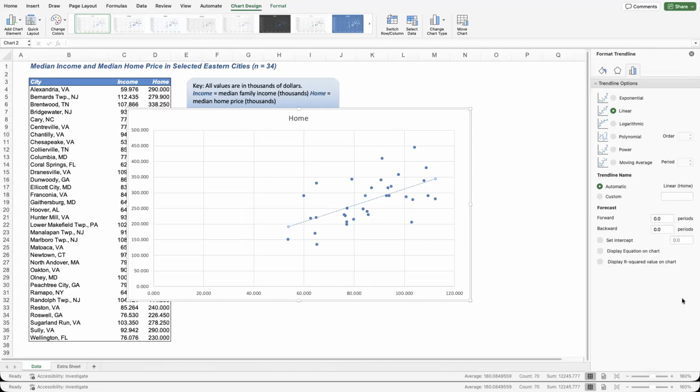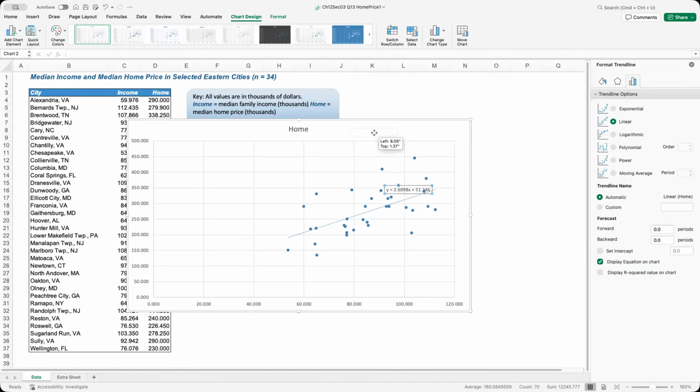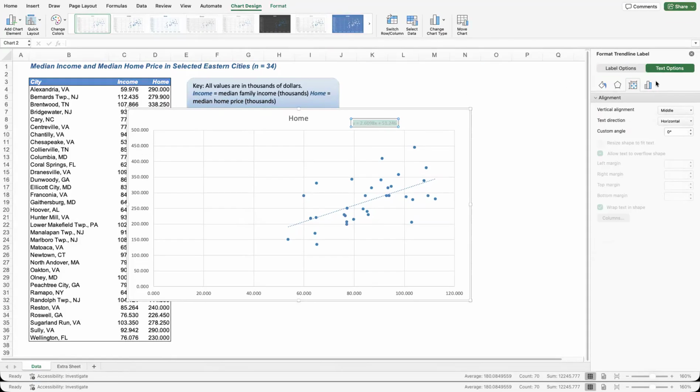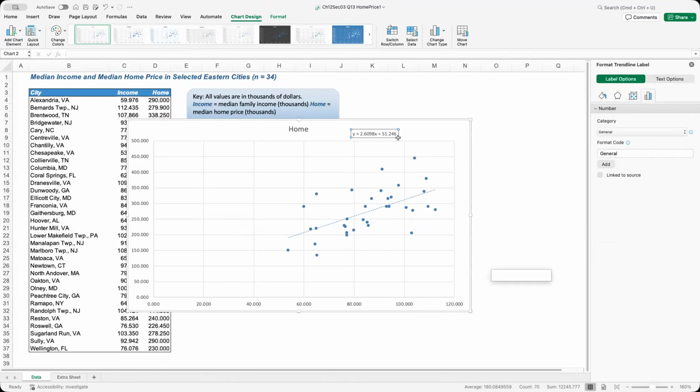That's the one I need. If I check display equation on chart, there's my equation. I can't really read it, so I'm going to change the text size. Where's my font option? Oh, maybe if I just drag this box and make it bigger, that'll help. Nope. I have to actually drag the box.